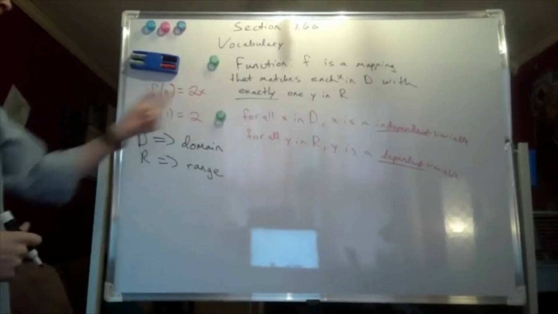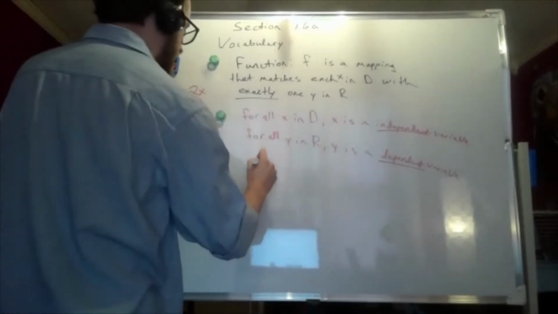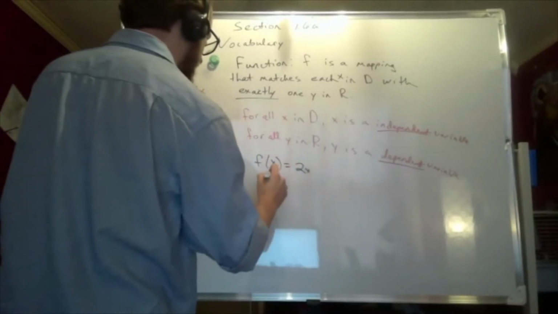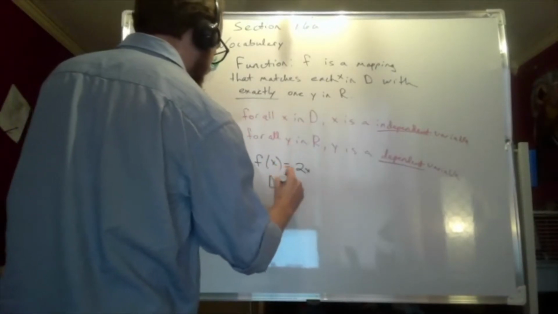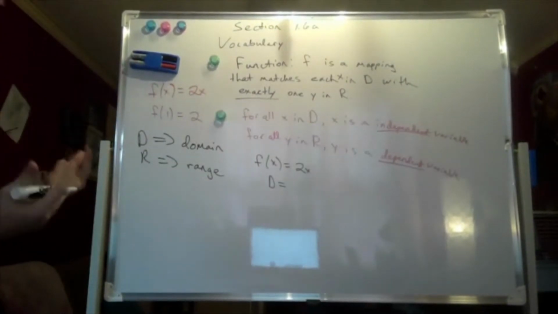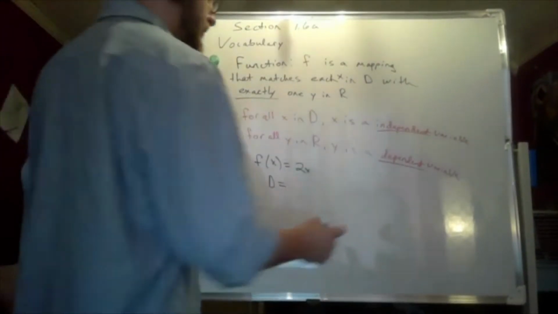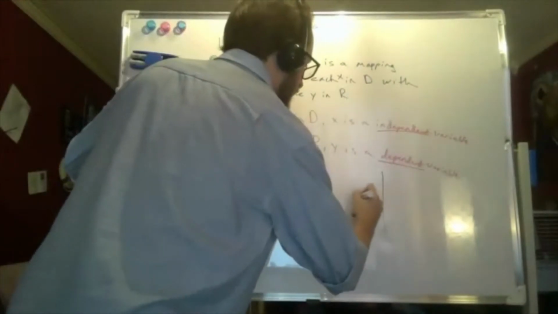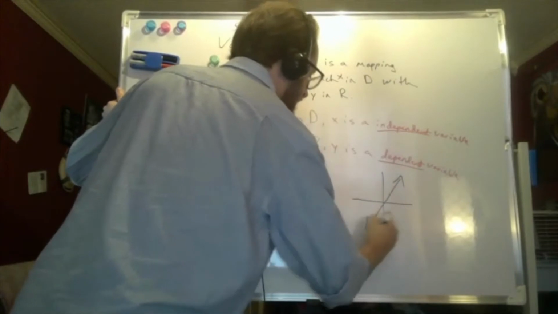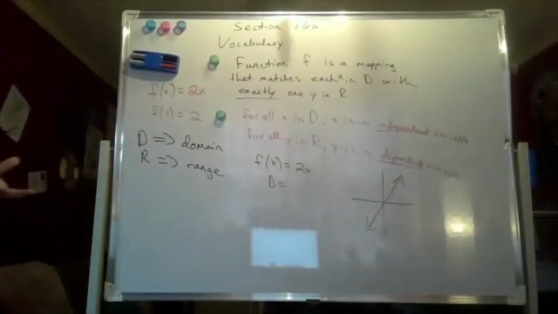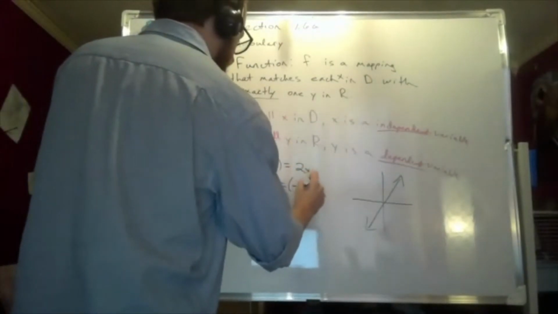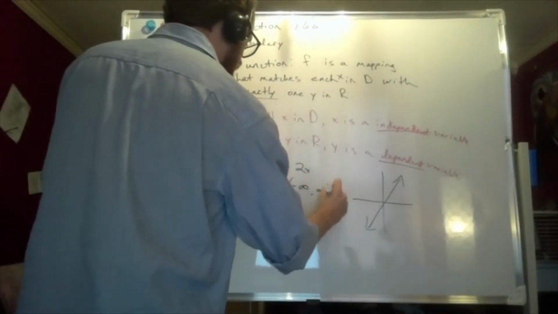So for this particular graph, when f of x equals 2x, then D, well, D is what are all the possible x's we can plug in? Well, for this graph, luckily, since it's a well-behaved line, I can plug in any x value and it's going to be okay. So our domain is from negative infinity to infinity.